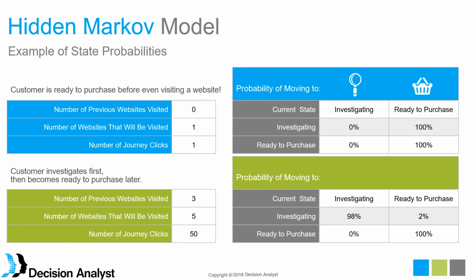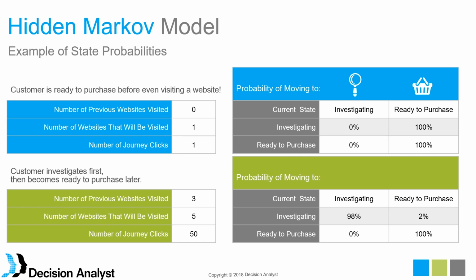So here's an example of taking three variables, and there are a lot of possible variables one could use in a Markov model to predict these hidden states. Here's an example using the number of previous websites visited, the number of websites that will be visited, and the number of journey clicks. Now, in actual fact, these are all measured in the past. We know the number of websites that were previously visited.